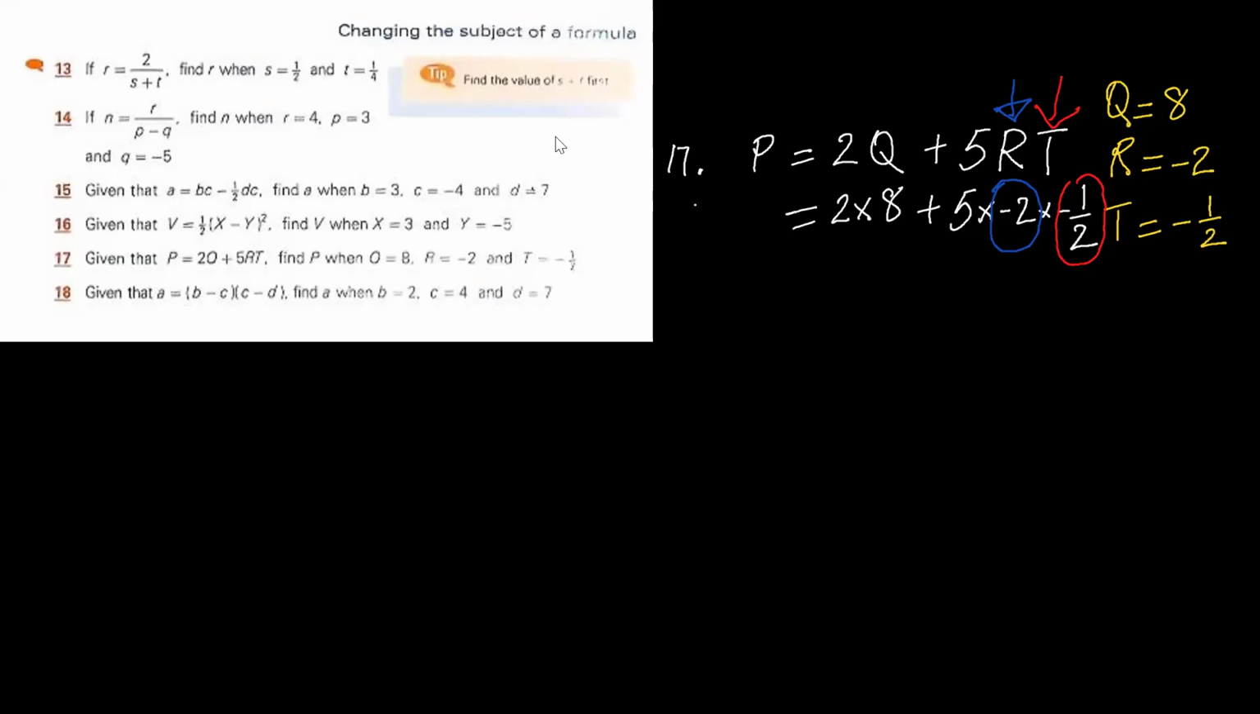Kyla, you made a little mistake. So let me show you your mistake. Remember, Kyla, it's a half. Sorry, it's 5. I put in 5 over 1 times -2 over 1 times -1 over 2.